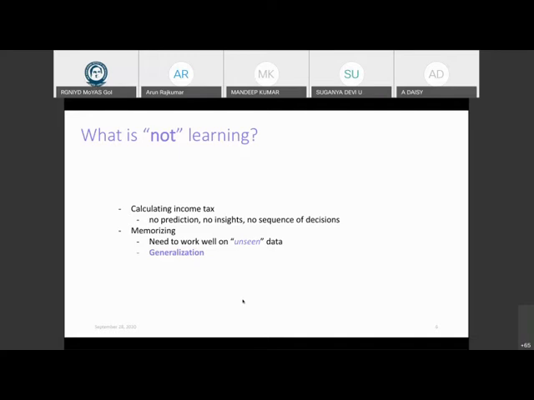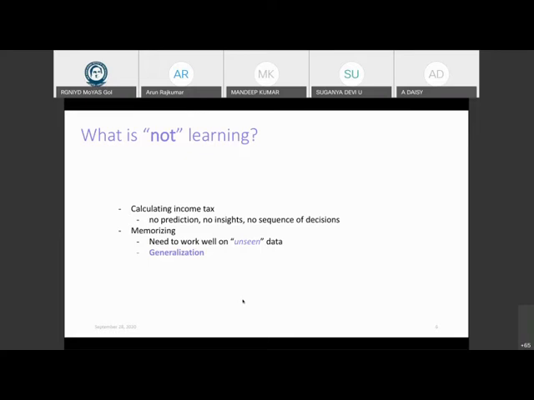Of course, it can take more things as input: your income, your savings, your FDs and RDs and whatnot. What it outputs is simply a number, which is the amount of income tax that you need to pay. So there is nothing about predicting anything, there are no insights to be gained, and there is no sequence of decisions happening. In that sense, this is something that we will not call learning. This is a rule-based algorithm, which is something different from learning.